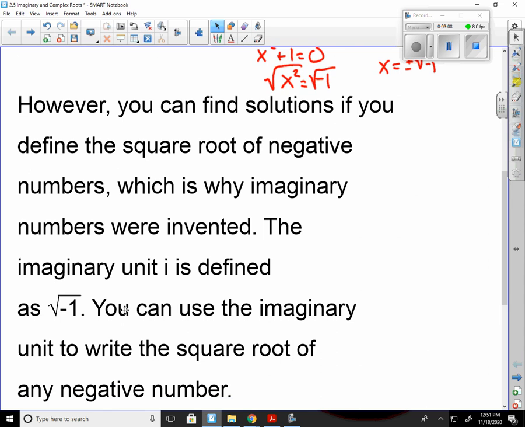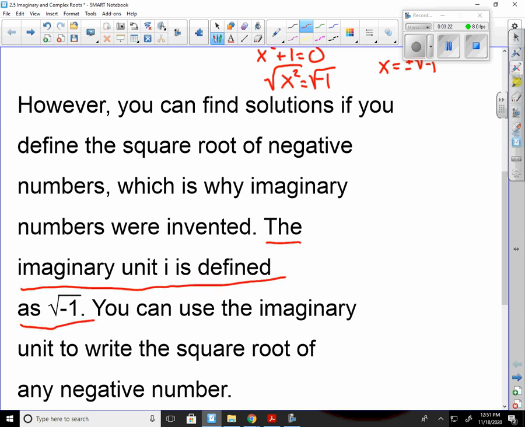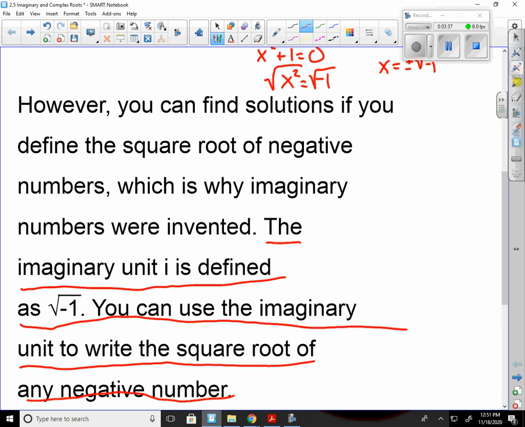And I would write that part down, starting with the imaginary unit. I would write all of this down. Big group today.